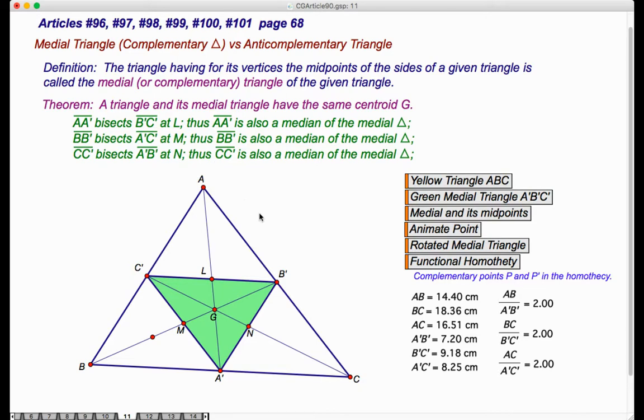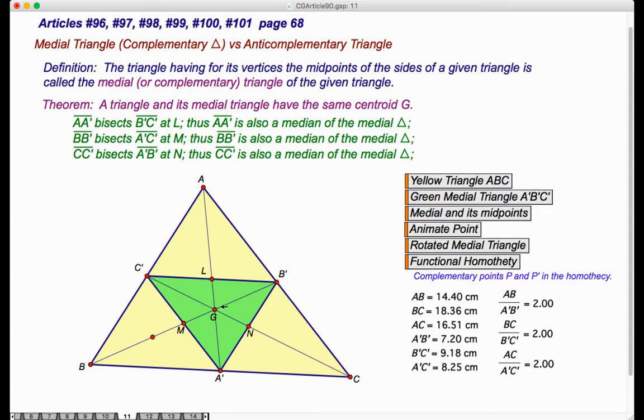Okay? And the first theorem is an immediate consequence of the definition. It's very easy to see that the yellow triangle and the green triangle have the same centroid, and that is point G. Okay? AA prime bisects B prime C prime at point L. That means B prime C prime is bisected by point L or by AA prime. That means AA prime is also the median of the green triangle.